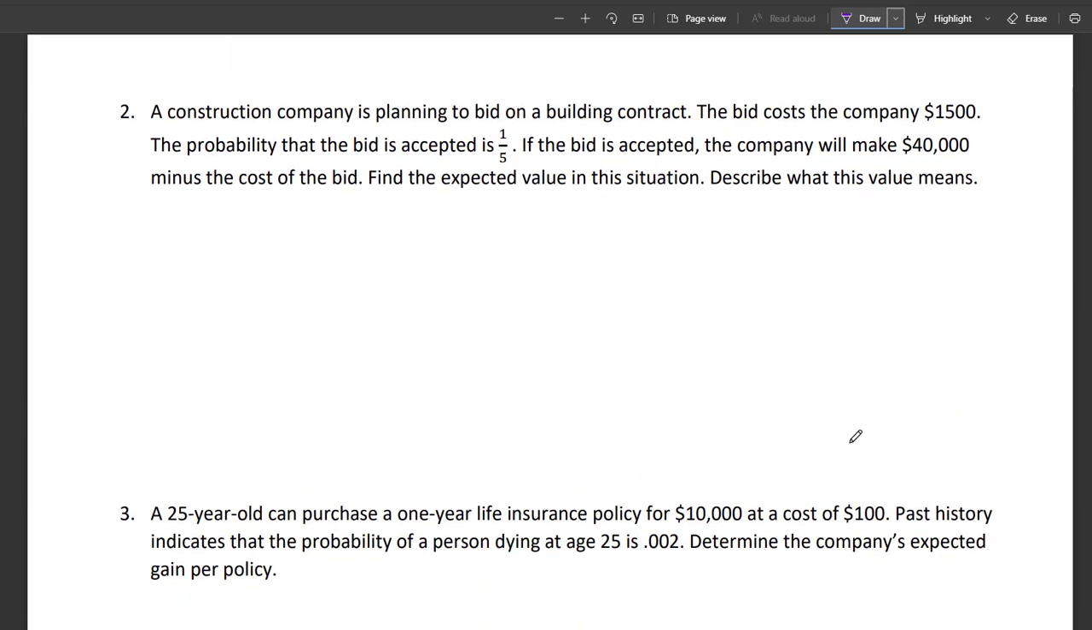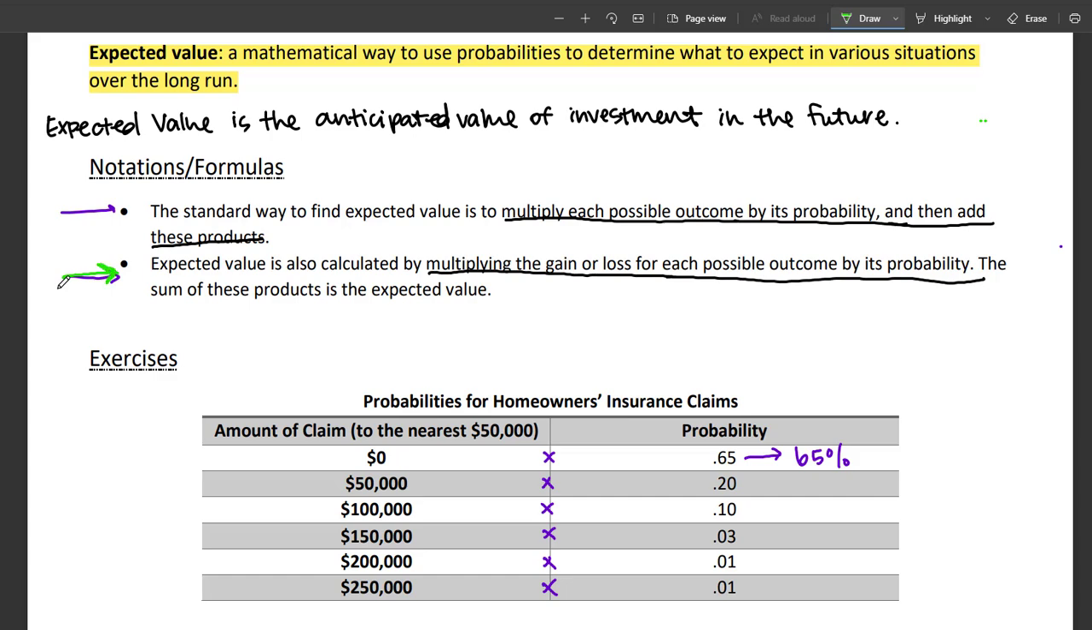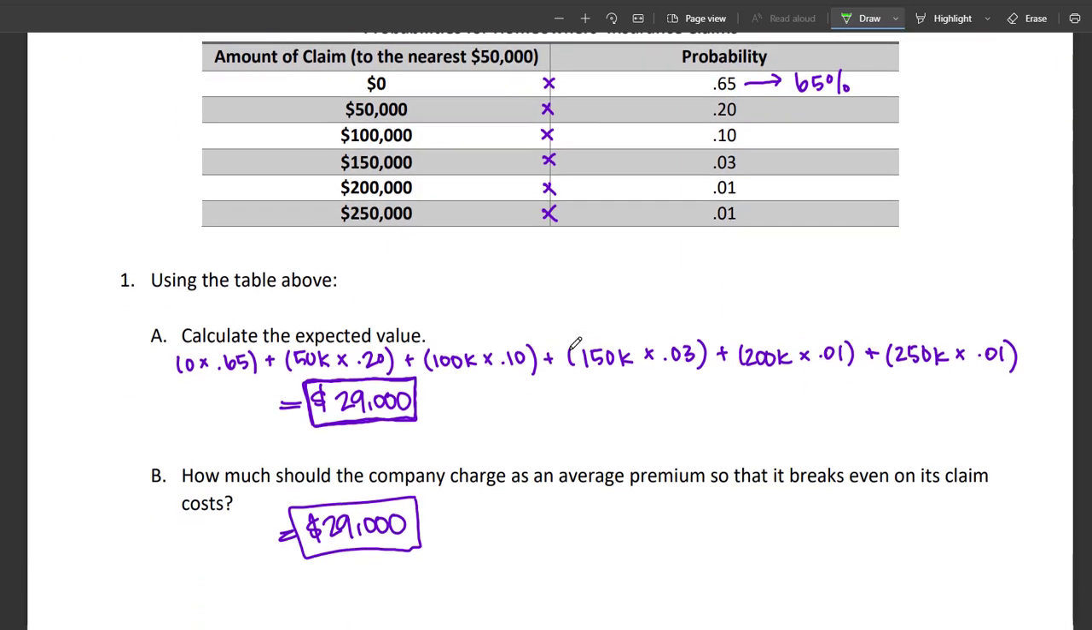All right, number 2, the rest of these we are going to use the second option for expected value. We are going to multiply the gain by its probability and then add it to the loss and multiply that by its probability.